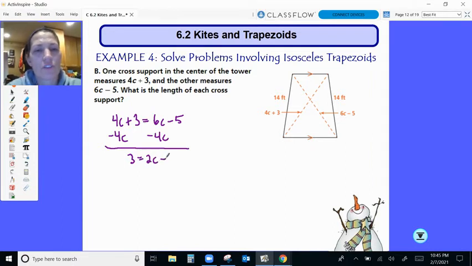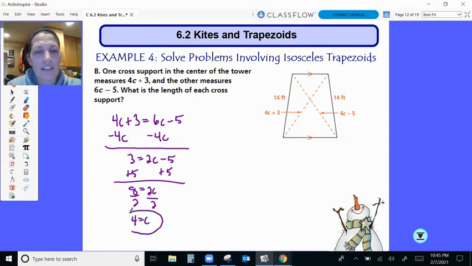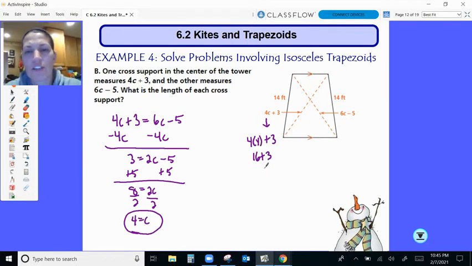So 3 equals 2C minus 5. And then I'm going to add 5 to each side. 8 equals 2C. Divide by 2. 4 equals C. But that's not really what I want to find, right? I want to find the length of each side. So if I plug in 4 here, I get 4 times 4 plus 3, which is 16 plus 3, which is 19. And since they're congruent, I know that both of these sides are 19. So 19 would be the measure of each cross member there.